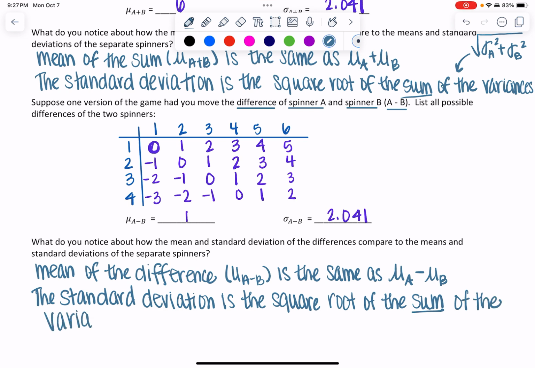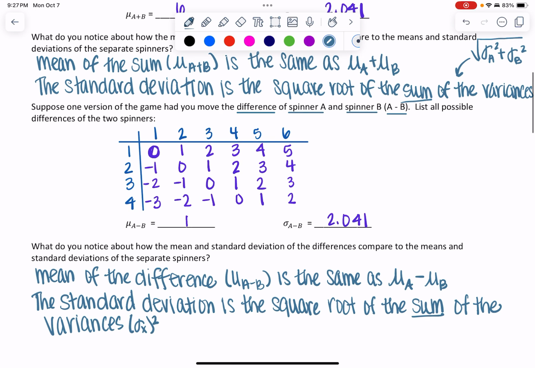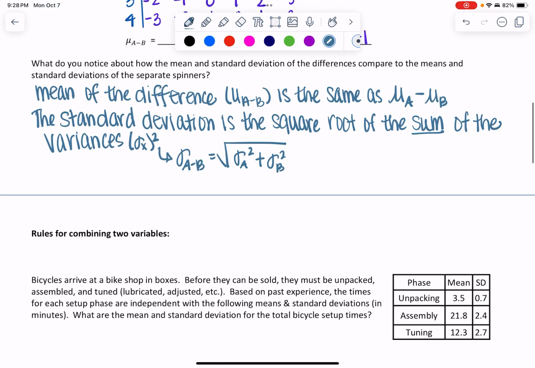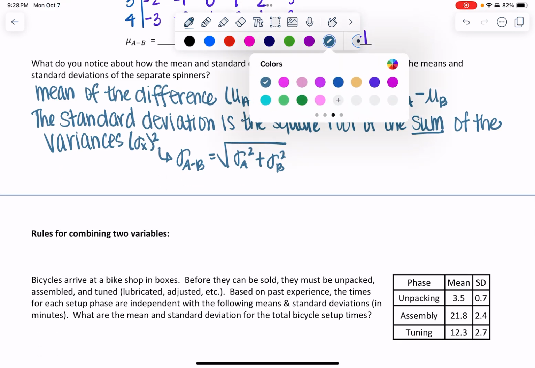And y'all, all variances is the standard deviation squared. So again, that formula is going to be standard deviation of A minus B is equal to the square root of the standard deviation of A squared plus the standard deviation of B squared. Okay, rules. Just like yesterday, we wrote rules on what we wanted to say.